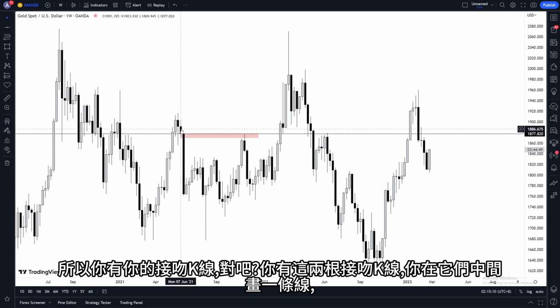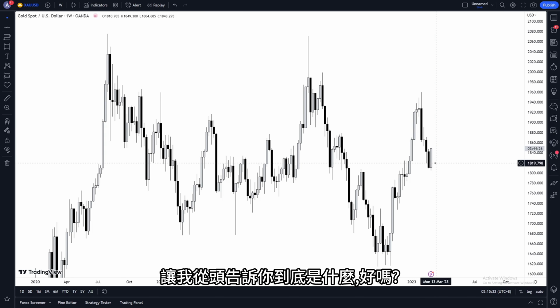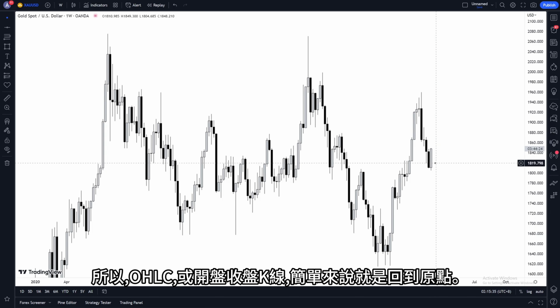I'll give you another example. S&D traders would know this. This is considered what? Those kissing candles. Now, for those of you who don't know this, let me tell you exactly what it is from scratch. OHLC or open close candles is simply back to square one.